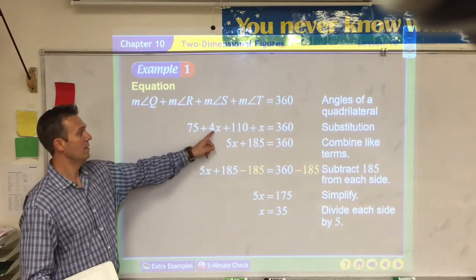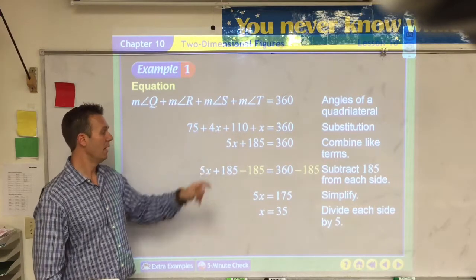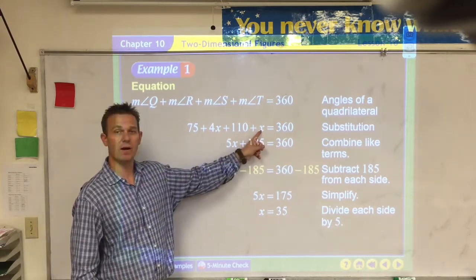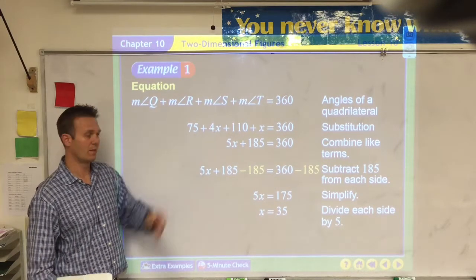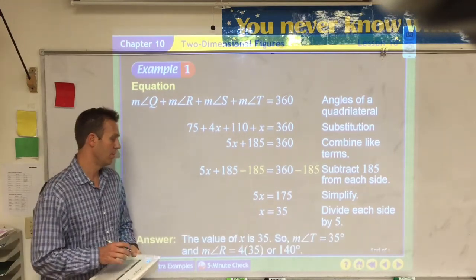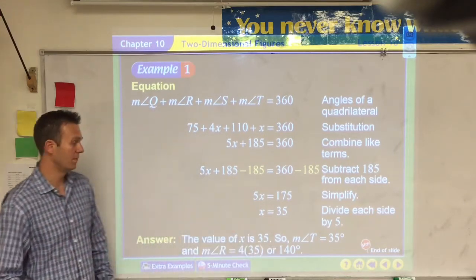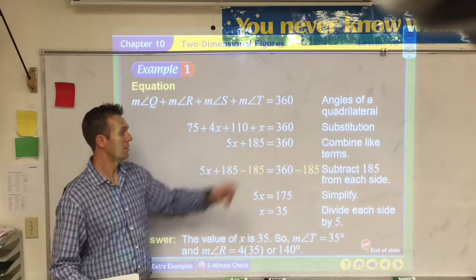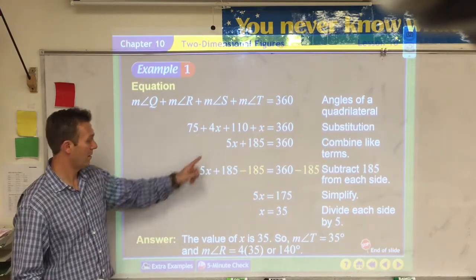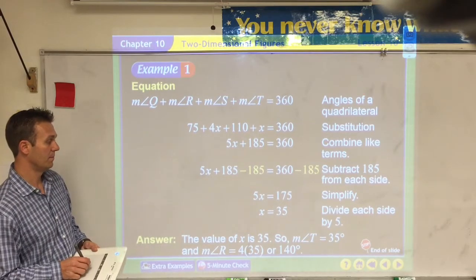Now remember, one of the angles is 75 degrees and one is 110 degrees. Another one is going to be 35, and the final one is going to be 4 times 35. So now they're going to put those numbers in, 4 times 35 or 140. So angle T is 35 and angle R is 4 times 35 or 140.